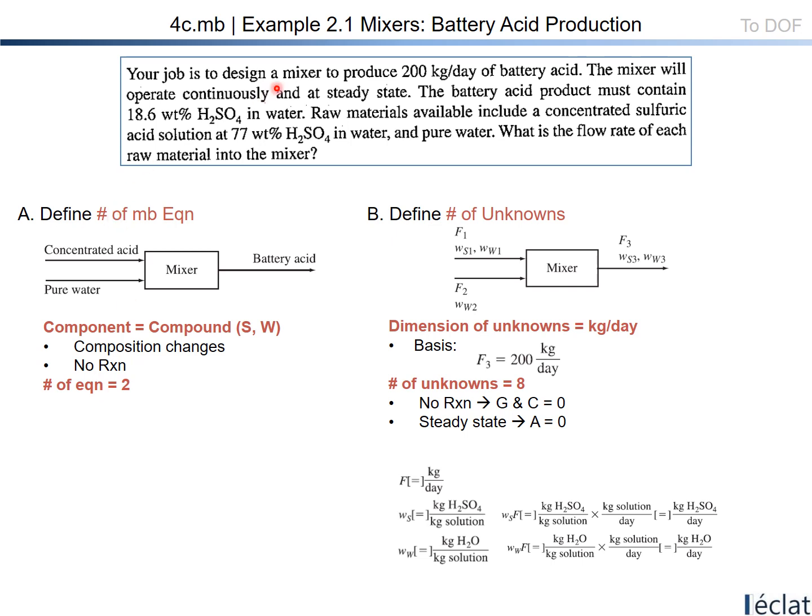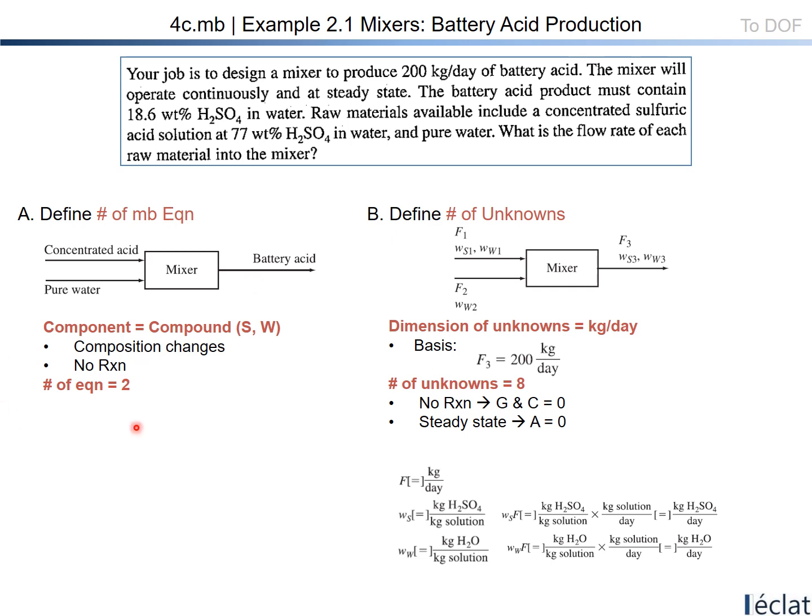So we are still on the example 2.1 about the mixer for battery acid production. So we have already solved this problem by using 10 steps. Then it's time to apply the three steps A, B, C to the same problem. So step A, define the number of material balance equations. So here is the mixer and maybe 3 streams are there, and you should define the components for material balance equations because the number of components is the number of material balance equations.